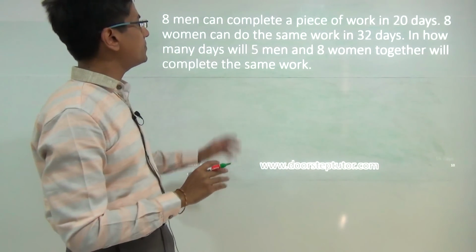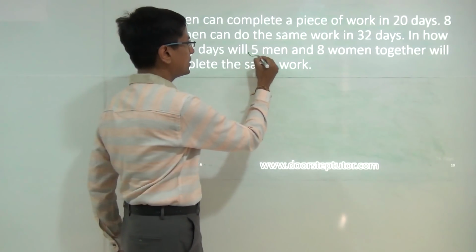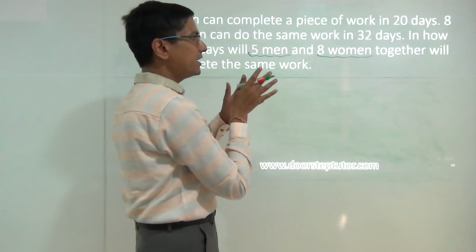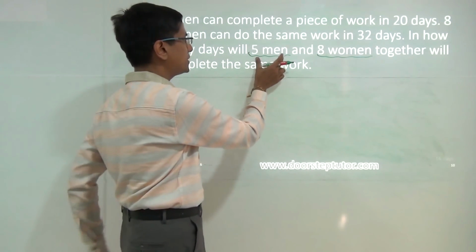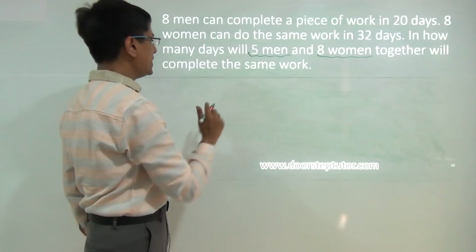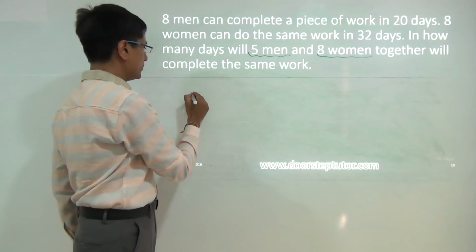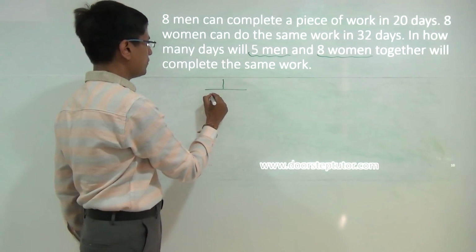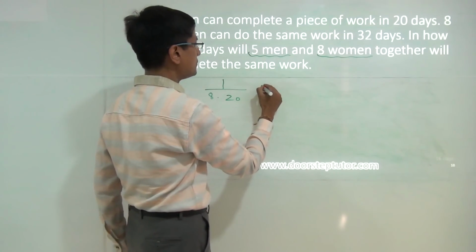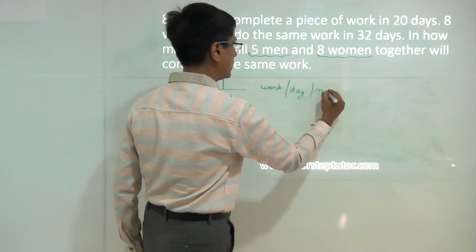It looks very similar to the last problem that we discussed, but it is a rate problem because there are some people who are working together. So it's a combined rate problem. So let's see, 8 men can complete a piece of work in 20 days. So what is the rate of working for men? Men work at a rate of 1/(8×20) work per day per man.